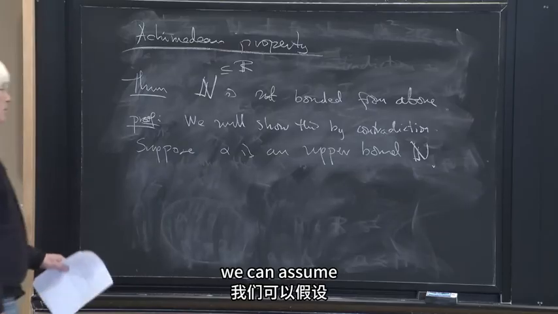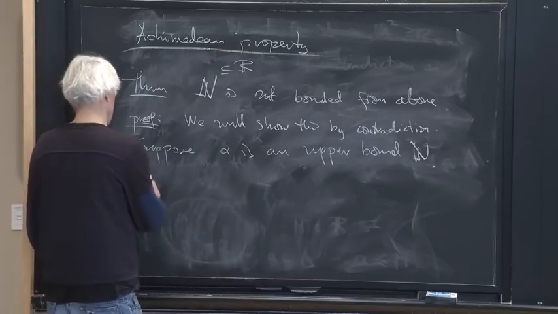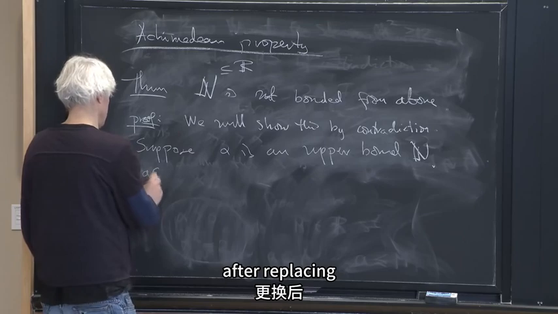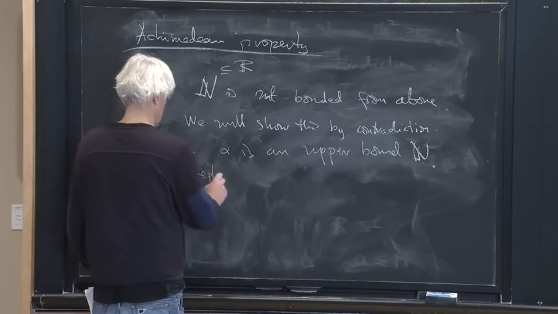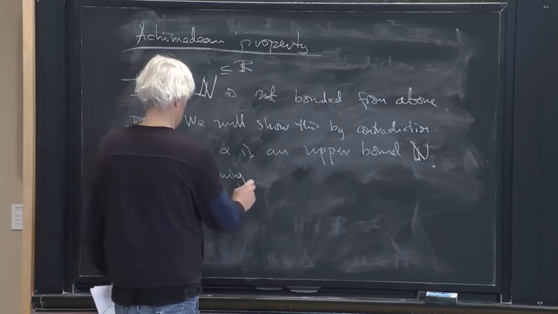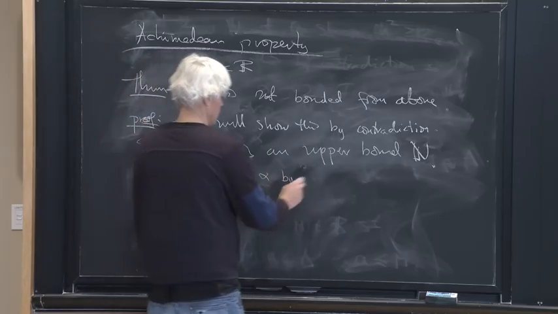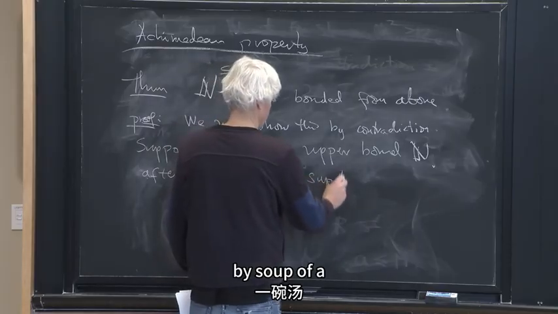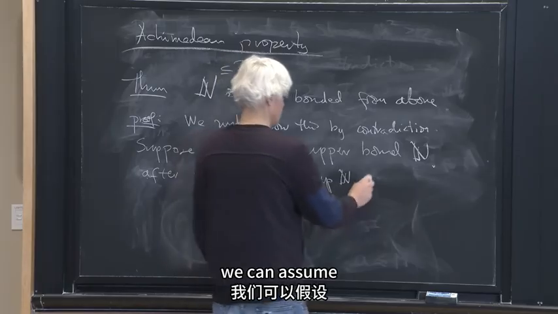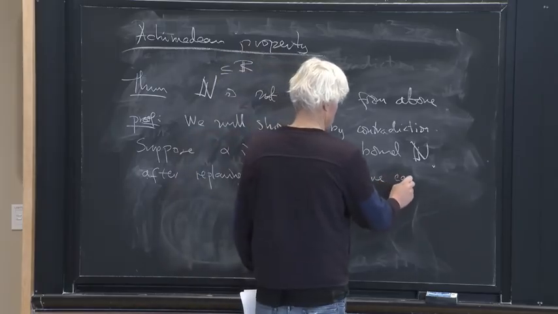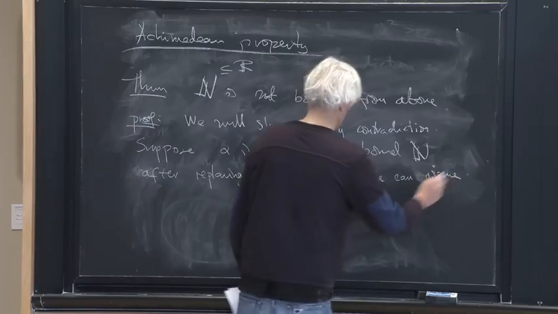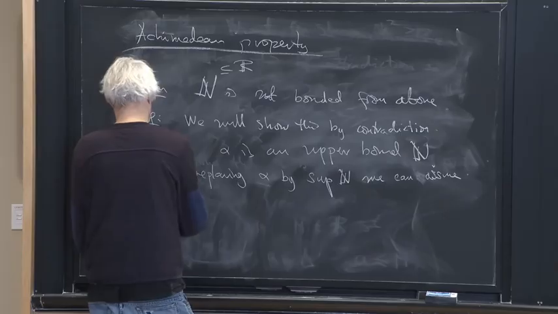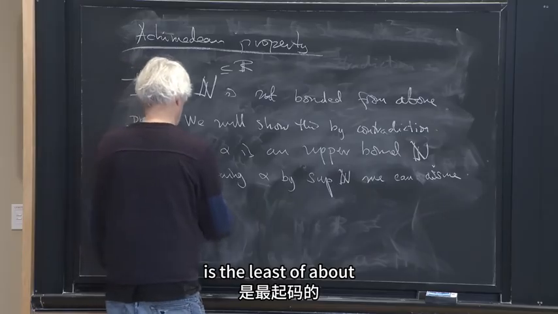Well, we can assume, after replacing alpha by sup of A, that alpha is the least upper bound.